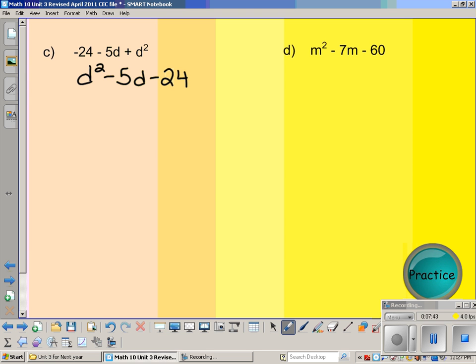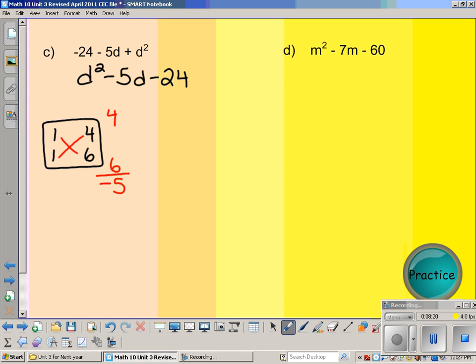So now when we do our box method, coefficients of the d squared are 1, so possible factors are 1 and 1. 24 has 1 and 24, 2 and 12, 4 and 6, 3 and 8. So we said to start with the ones that are closest together. 4 and 6 are closest together. Multiply across on the diagonals. Can 4 and 6 be added to get negative 5? Hopefully you've said no. That one doesn't work.